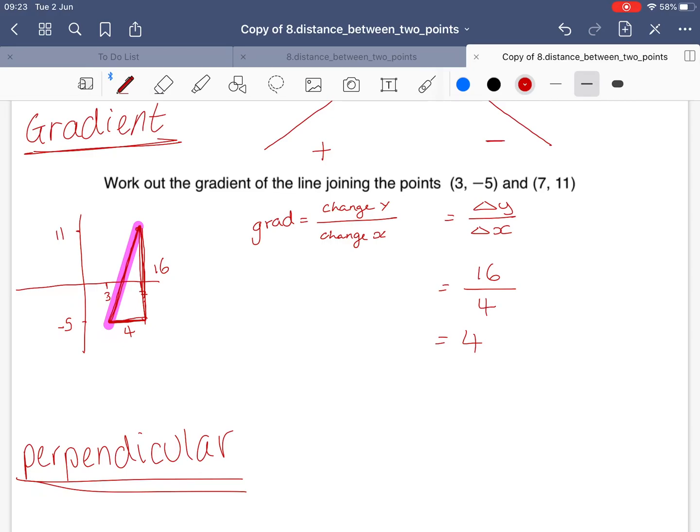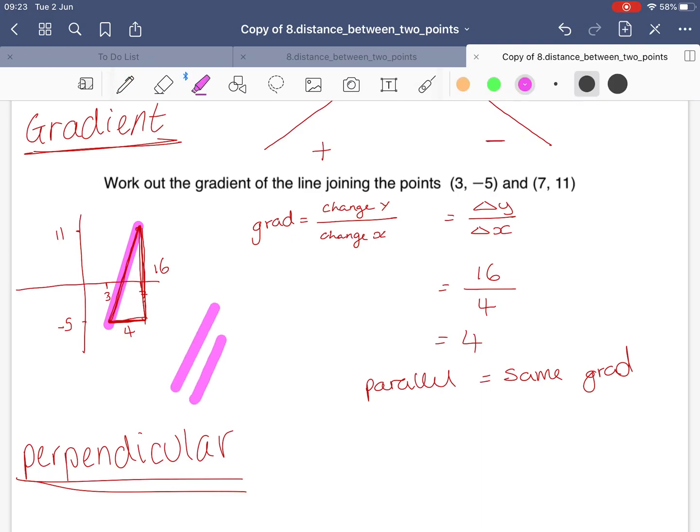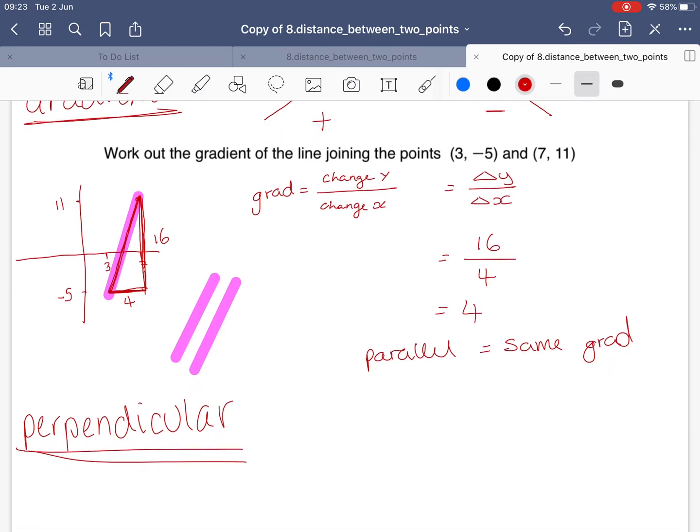When you're working with gradients, two lines are parallel if they have the same gradient. Lines are parallel if they have the same gradient, because they would both go up like that. So their steepness would be exactly the same, or down.